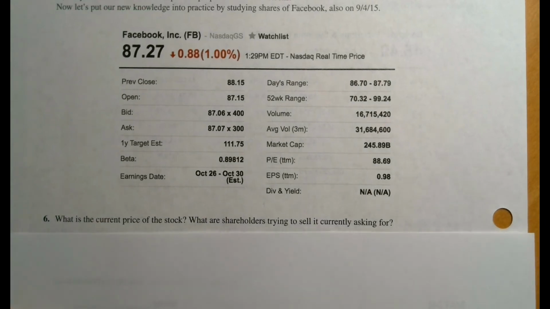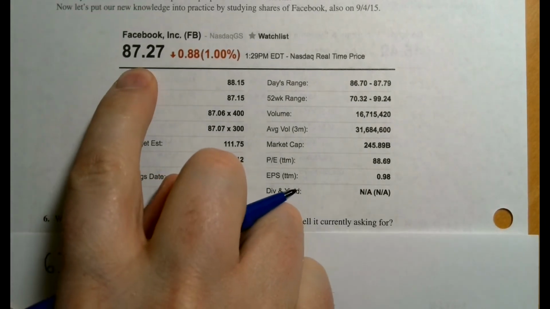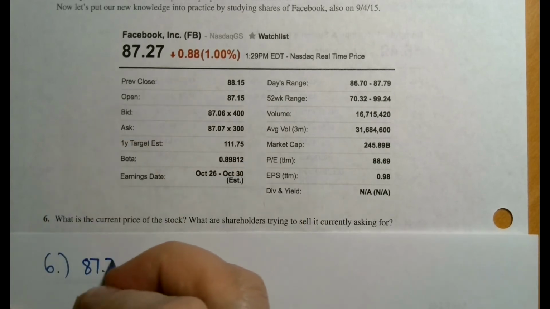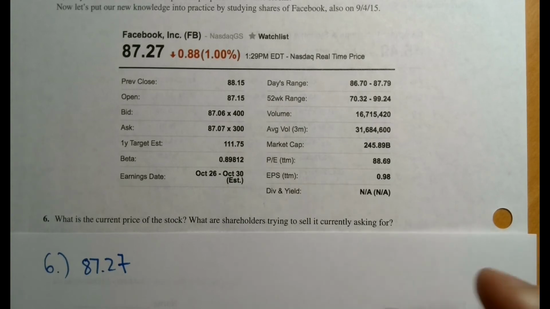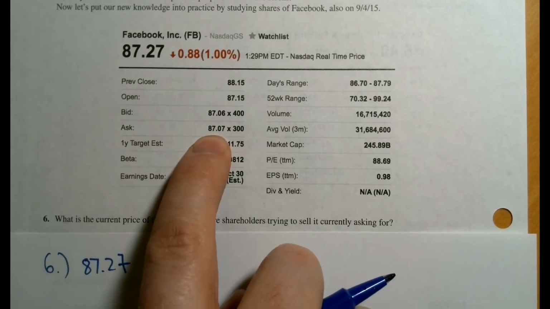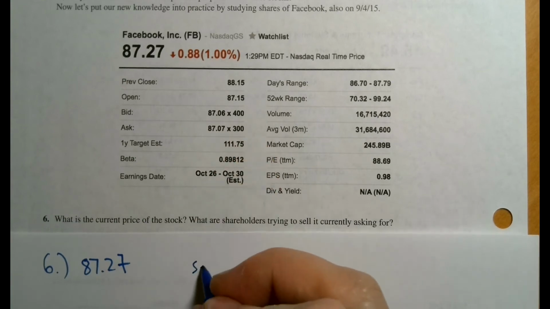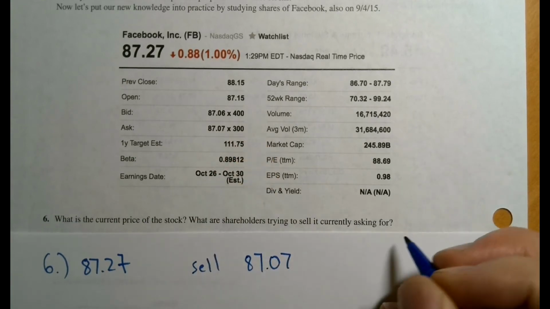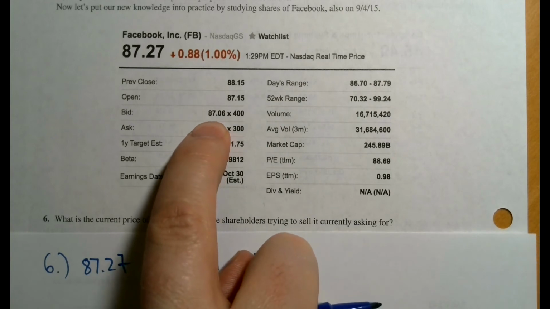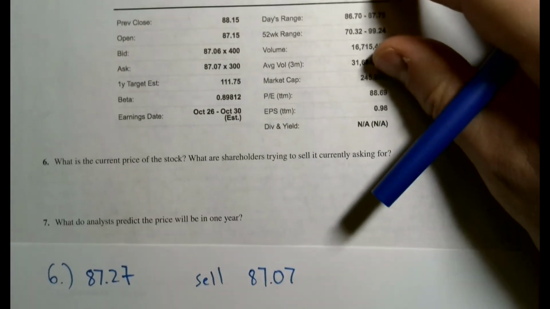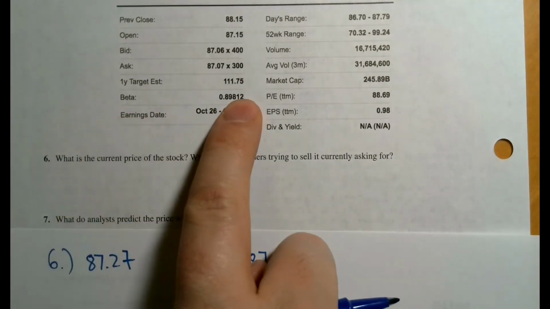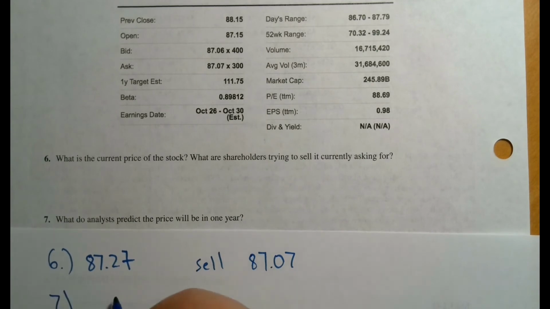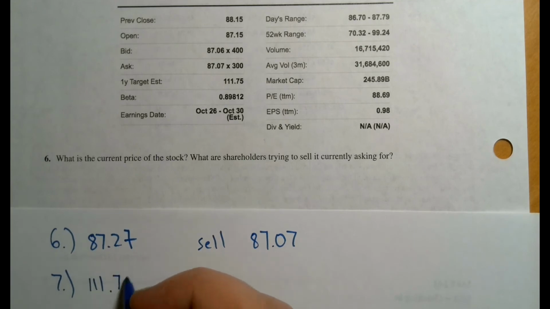Well, the current price is the big number up here. So that's 87.27. And then what are shareholders trying to sell it currently asking for? So here's what people are willing to sell it for, and there's 300 shares. And then this is what someone's willing to pay for it. Okay, next question. What do analysts predict the price will be in 1 year? Well, now we're going to look at the 1-year target estimate. And so analysts were saying back in 2015 that in 1 year it would hit $111.75.